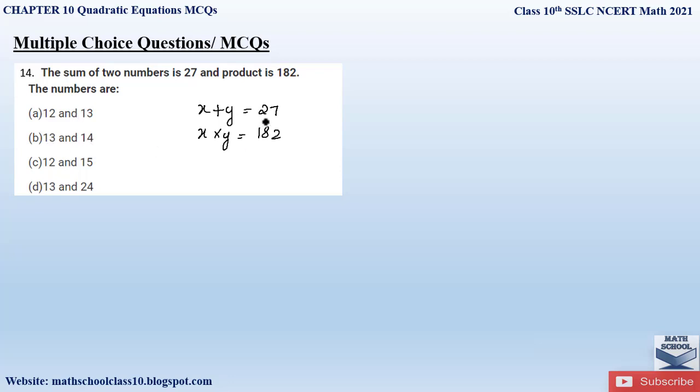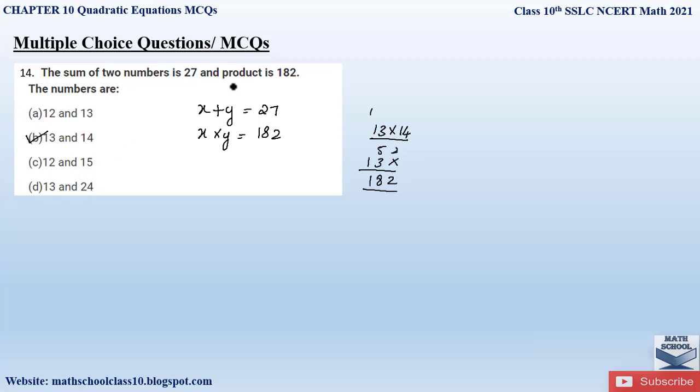What is 13 plus 14? It is 27. And what is 13 into 14? Let us multiply and check. 4 threes are 12, carry 1; 4 ones are 4, plus 1 is 5; 1 three is 3, 1 one is 1. So this will be 182. So we got the product of 13 and 14 as 182 and the sum is 27. So our correct option will be option B. You can check the other two options as well; they will be invalid.